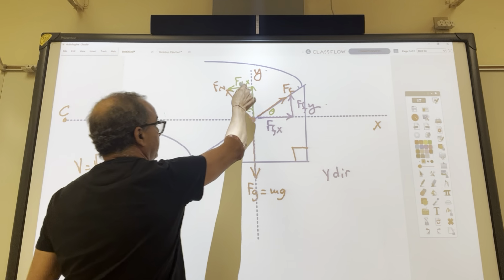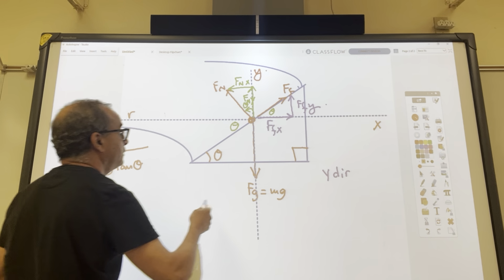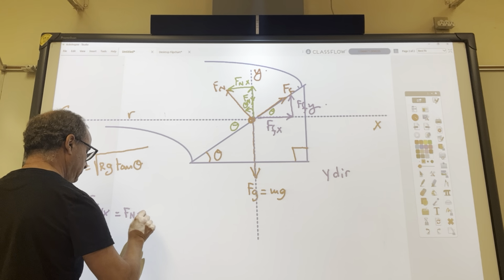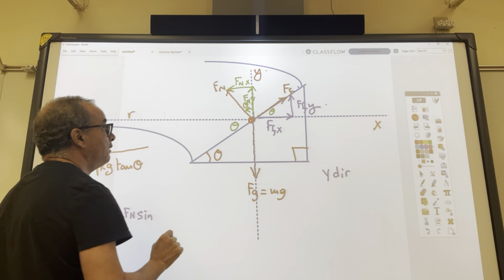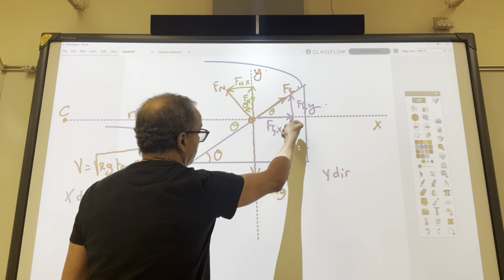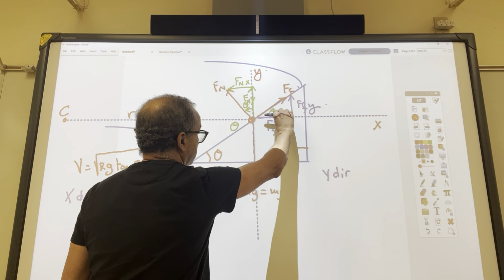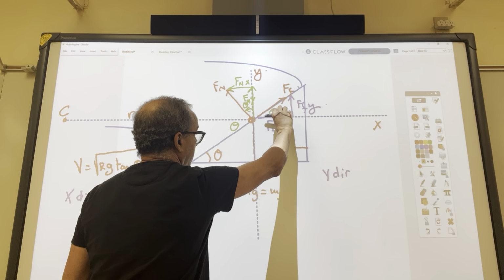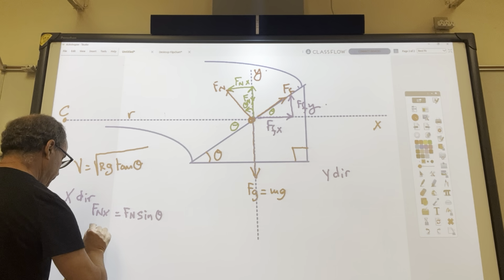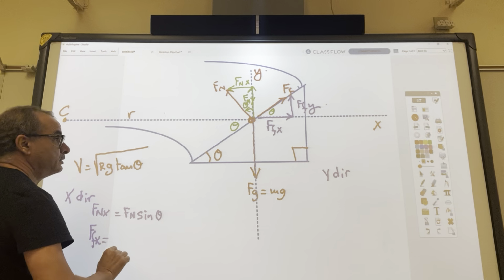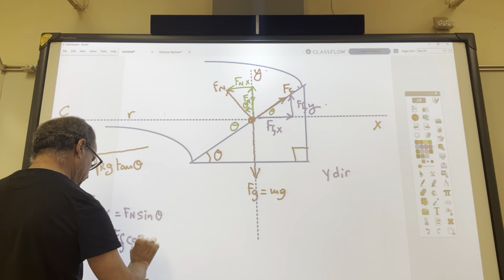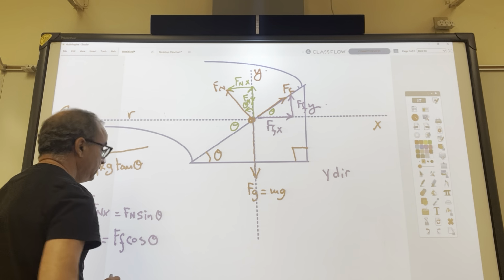And because the Fn x is opposite to the angle, we're going to use sine. So it's going to be Fn sine of theta. And then the x component of the friction is going to be adjacent, so we have to use cosine. Okay? So this is going to be Ff x is going to be Ff cosine of the angle theta.